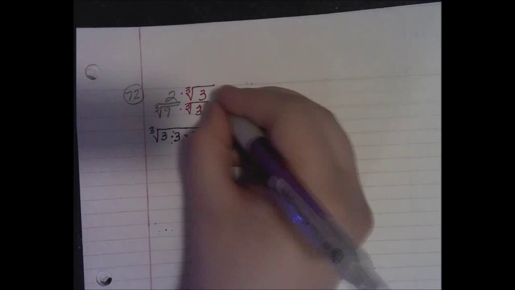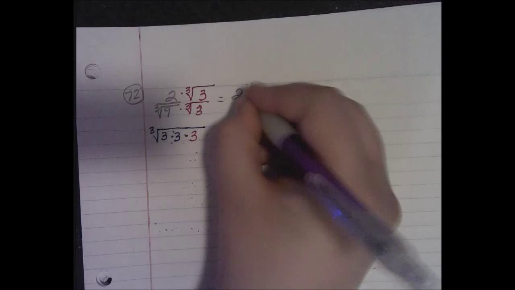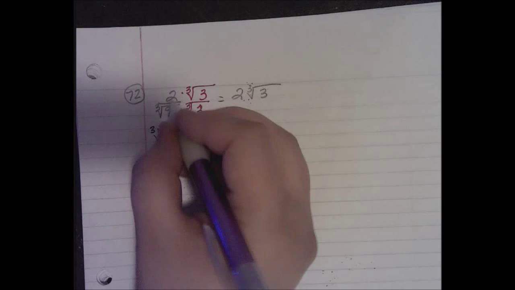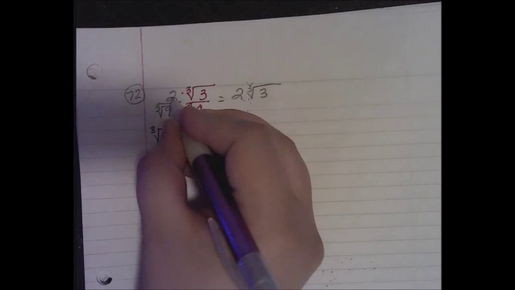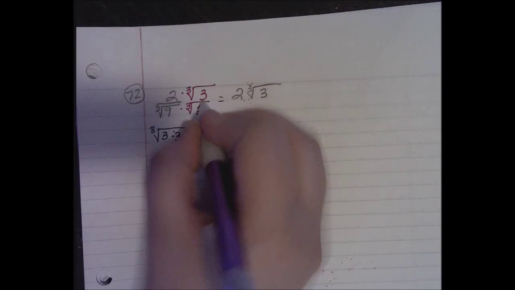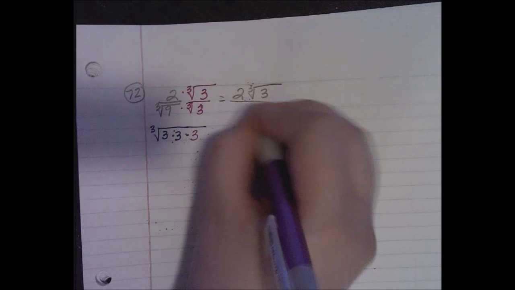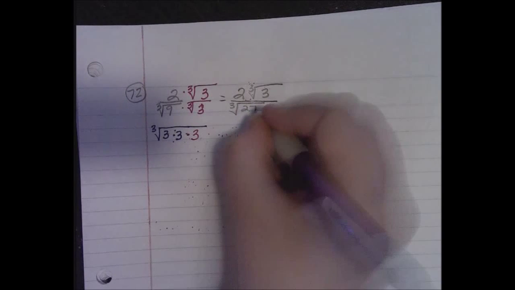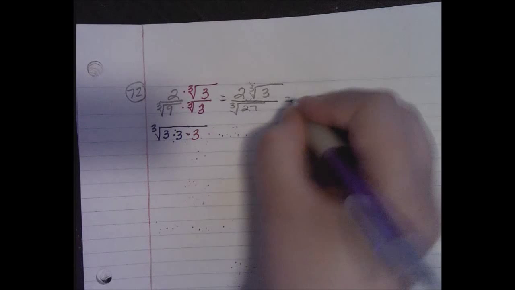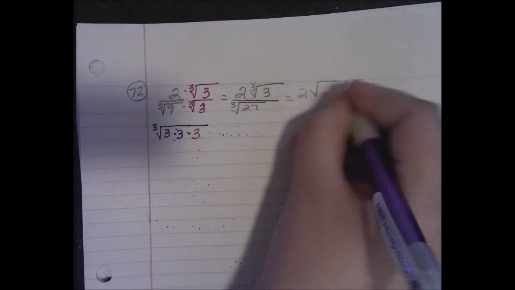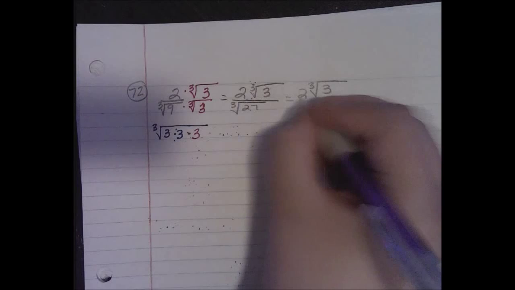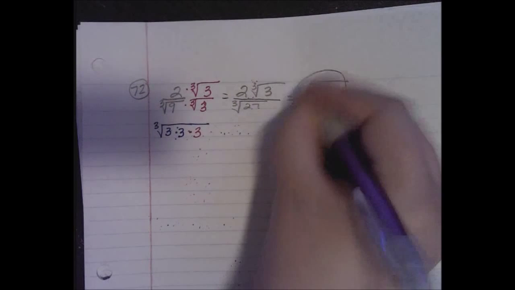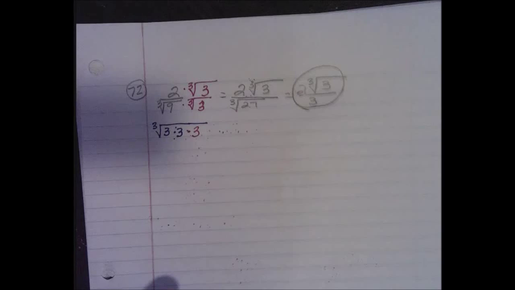I now have 2 times the cubed root of 3. Remember, you cannot multiply that 2 and that 3 because the 2 is outside of the radical and the 3 is inside the radical. Over the cubed root of 27. Then we can break down the cubed root of 27 to be 3. That concludes the review from the last section.